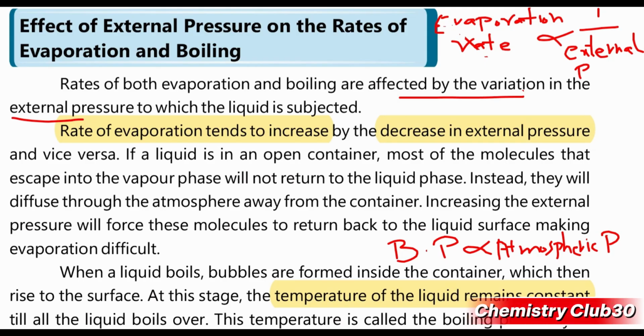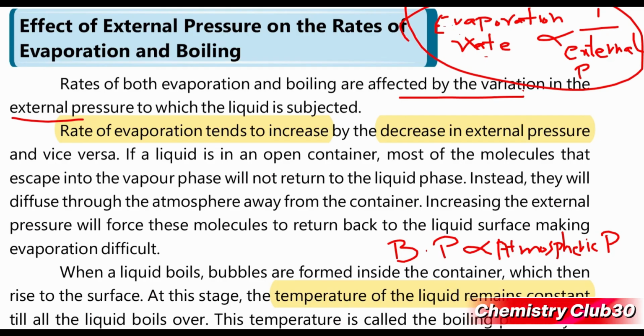So for this you must remember the relationship that is present between the evaporation rate and external pressure. So evaporation rate is inversely proportional to the external pressure. If external pressure is high, evaporation rate is low. If external pressure is low, evaporation rate will be high.